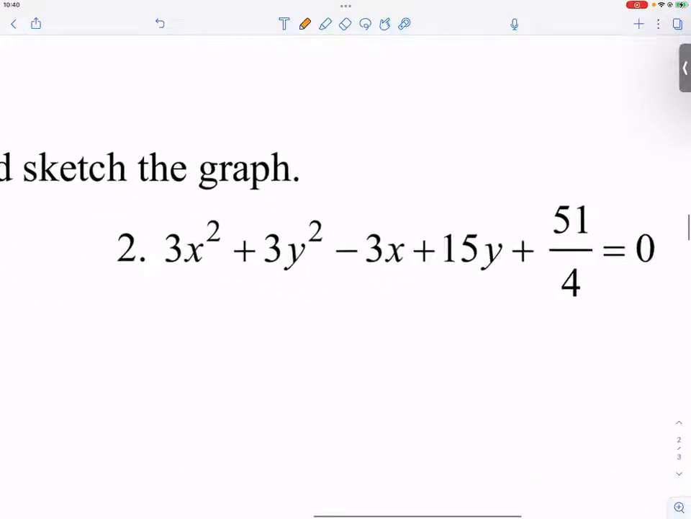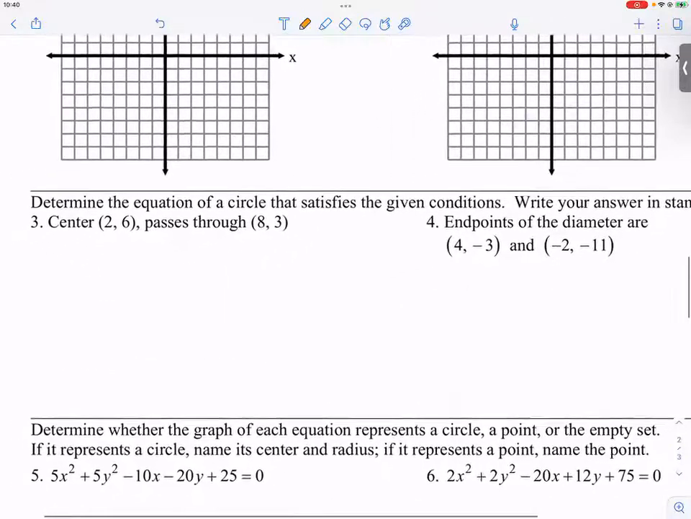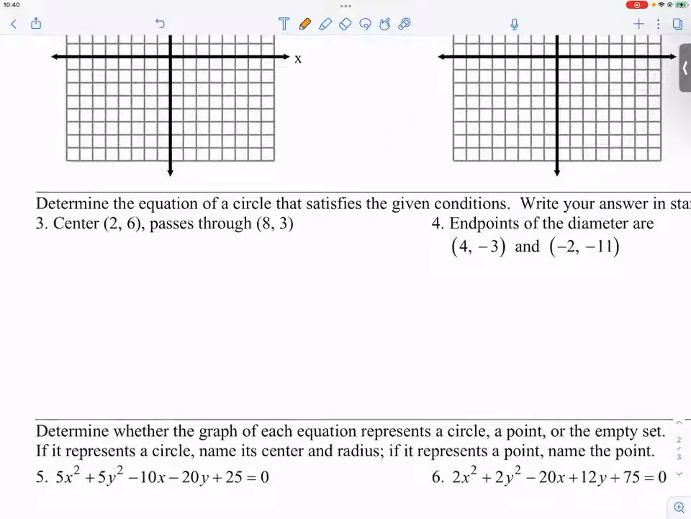The next question is all about, do you know how to do completing the square when the coefficients of x squared and y squared are something other than 1? Okay, so that's that. Here we have these two questions. They are very similar to each other.